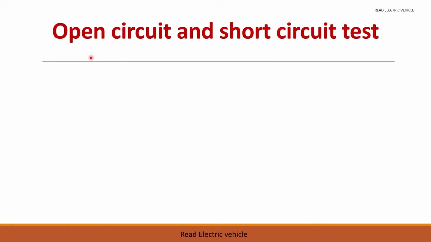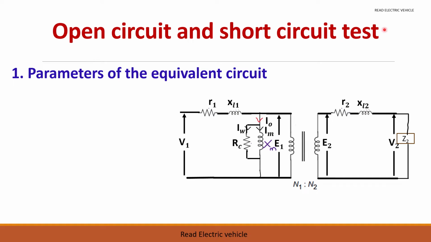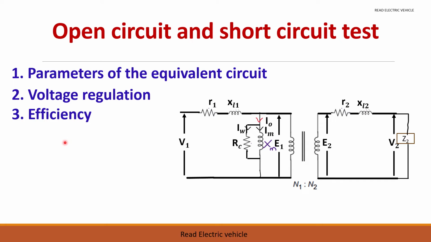So let us see what the open circuit test and short circuit test are. Using these two tests, we can find the parameters of the equivalent circuit. Already we have seen how to draw the equivalent circuit for the transformer, so you can refer to the previous videos for that. So this is the equivalent circuit. The equivalent circuit parameters can be obtained from these two tests. Then you can find the voltage regulation as well as the efficiency of the transformer. So overall, we can get the performance analysis of the transformer by conducting these two tests.